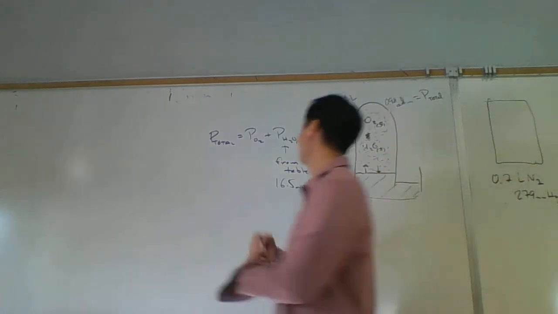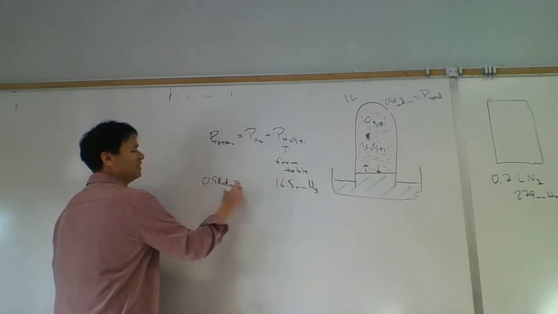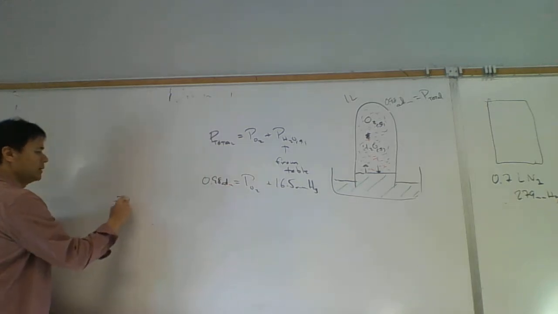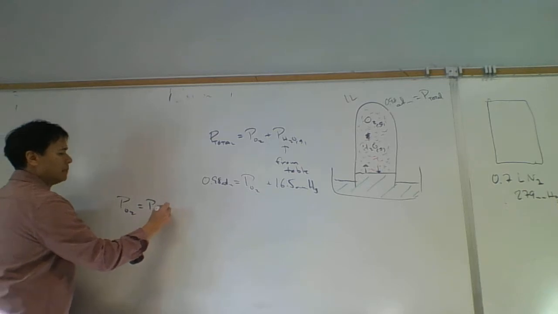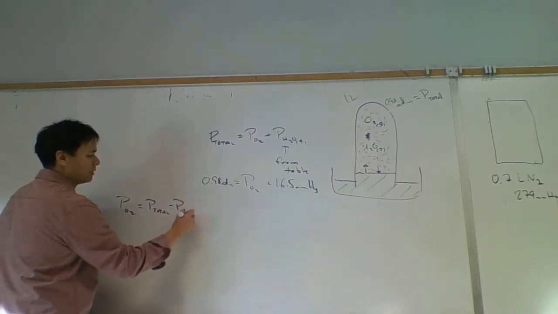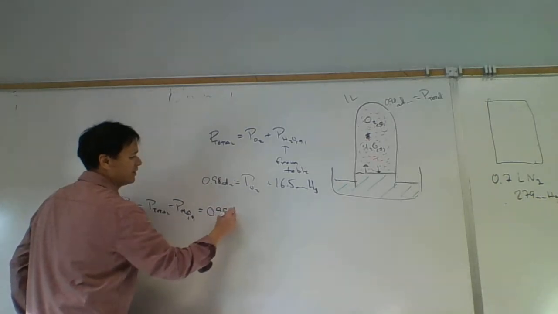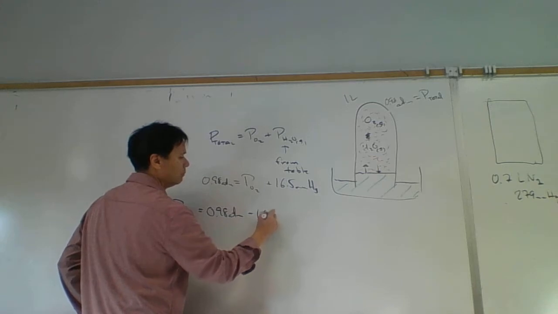And so that's P total. Well, P total is 0.98 atmospheres. The units don't quite match. So in other words, we got P of O2. The pressure of O2 is going to be P total minus the pressure of the water vapor. And so this is going to equal 0.98 atmospheres minus 16.5 millimeters mercury.